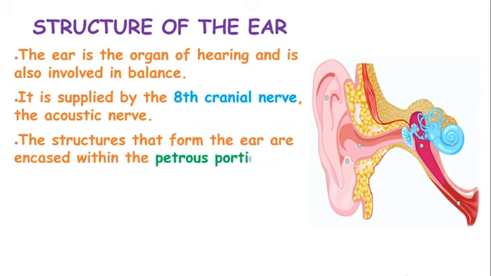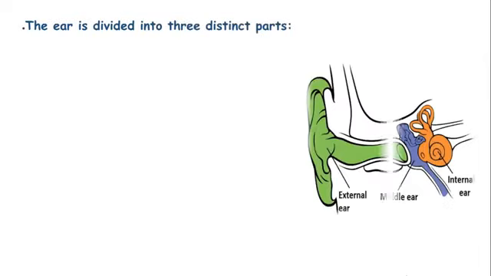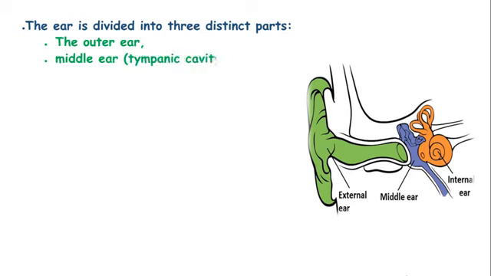The structures which form the ear are encased in the petrous portion of the temporal bone, with the exception of the auricle or the pinna. The ear is divided into three distinct parts: the outer ear or external ear, the middle ear known as the tympanic cavity, and the inner ear.